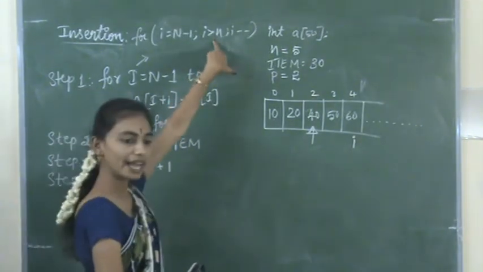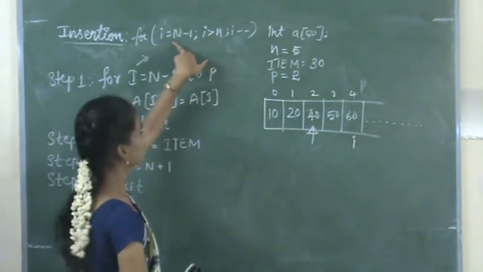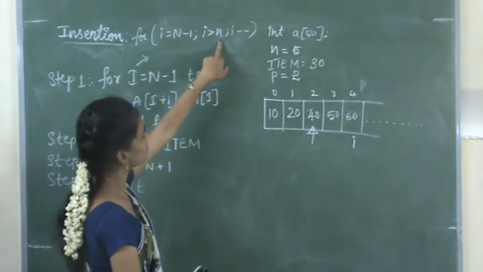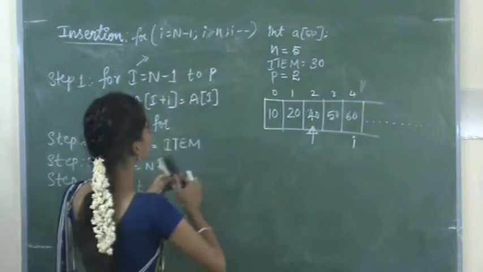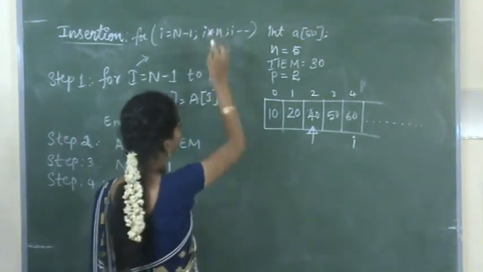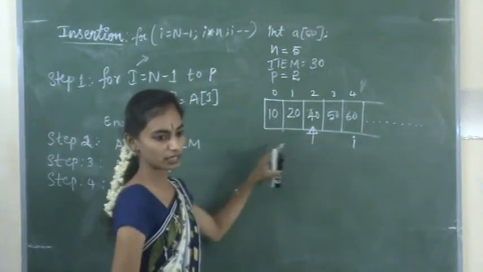In the program we are writing like this. So now the I value becomes 4. So 4 is greater than n, right? So if it is less than n, we have to traverse this array.